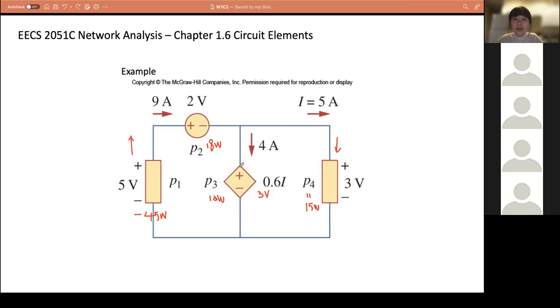Okay, so first, we have a diamond shape here. So that tells us this is a dependent source. And that is confirmed with the value here. The value next to it is 0.6i, which means the magnitude of the source is 0.6i.